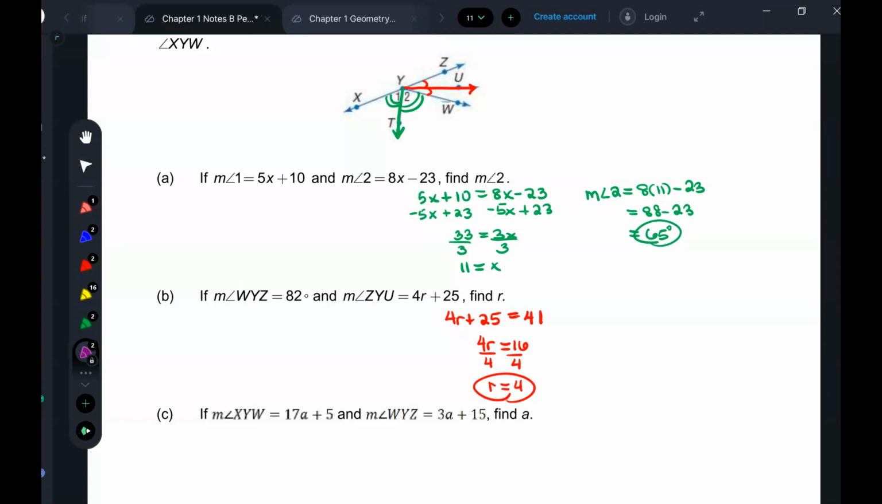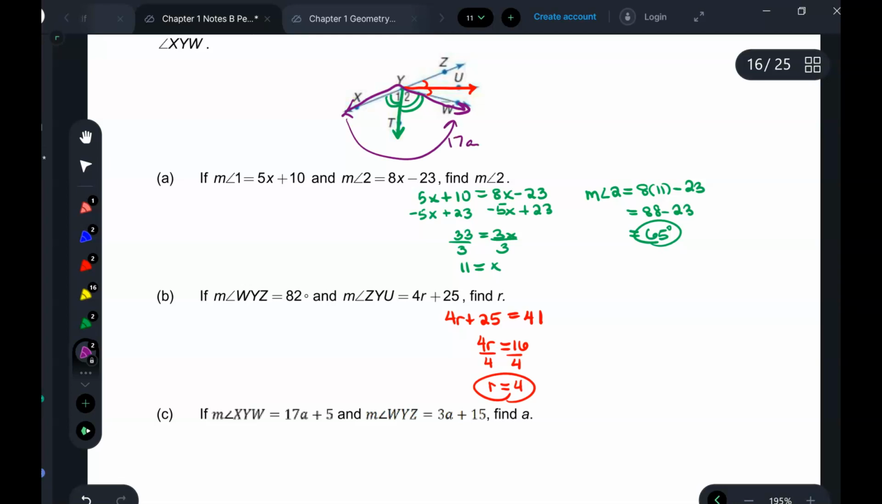Can we do C? Yeah, we're going to get to C. I tried C by myself, it's so weird, I got a fraction. Let's see. So the whole thing, XYW, is 17A. So if we do 17A plus 5 equals 3A plus 15, you get 10 out of 14, and then you have to set... Yeah, WYZ is 3A plus 15.